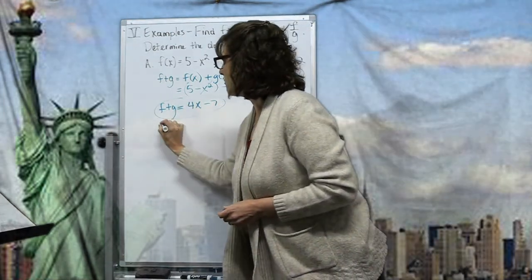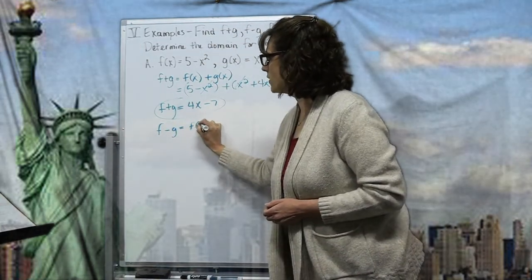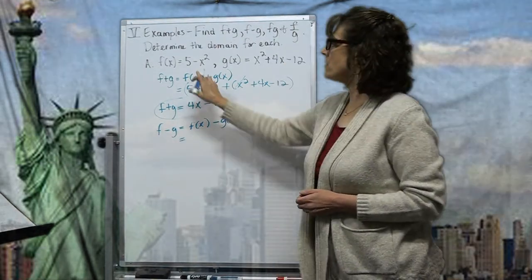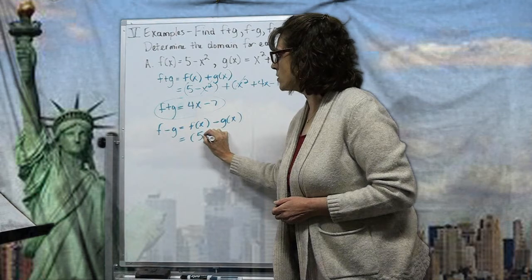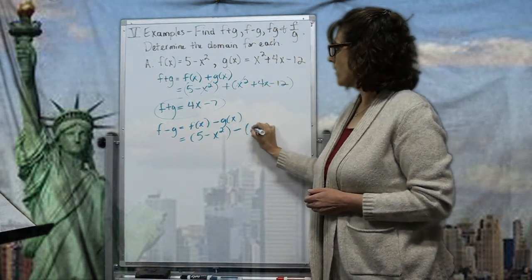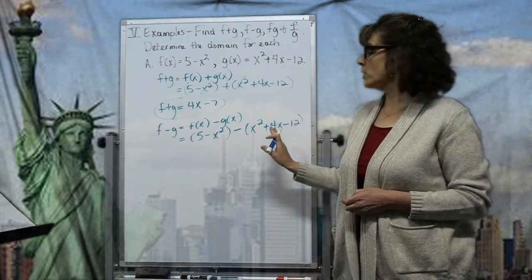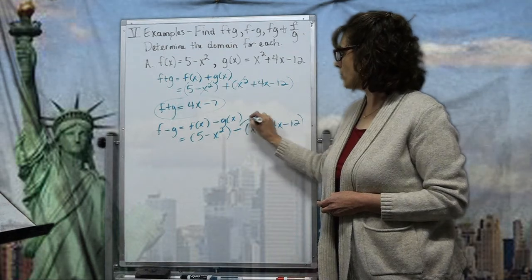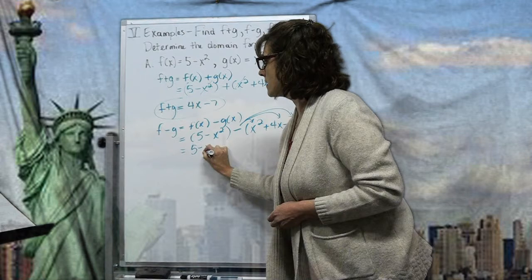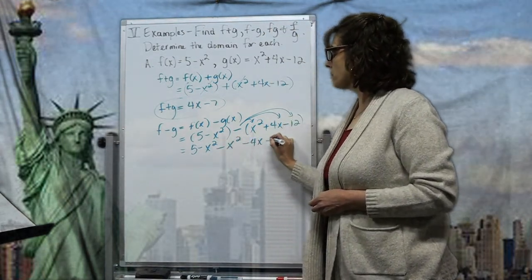Now let's take a look at that f minus g that I erased a minute ago. What that says is take my f function and subtract my g function. So here is my f function, 5 minus x squared. And this says I'm going to subtract the g function, x squared plus 4x minus 12. Now you know that when you subtract, you need to distribute the negative through. So when I distribute, I get 5 minus x squared, minus x squared minus 4x plus 12.